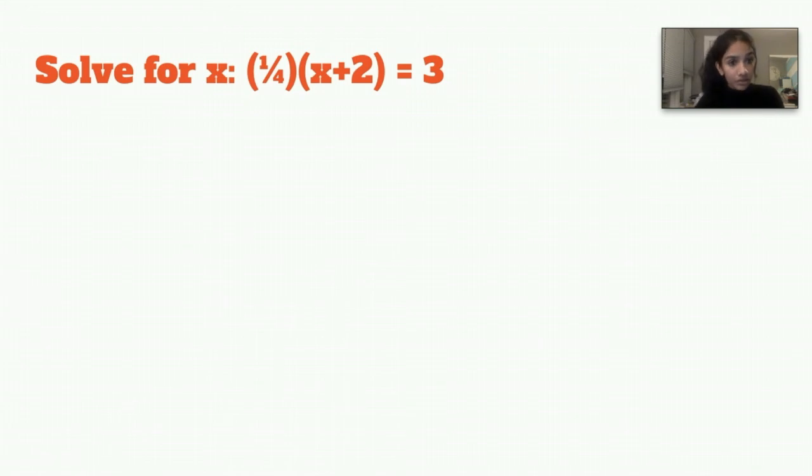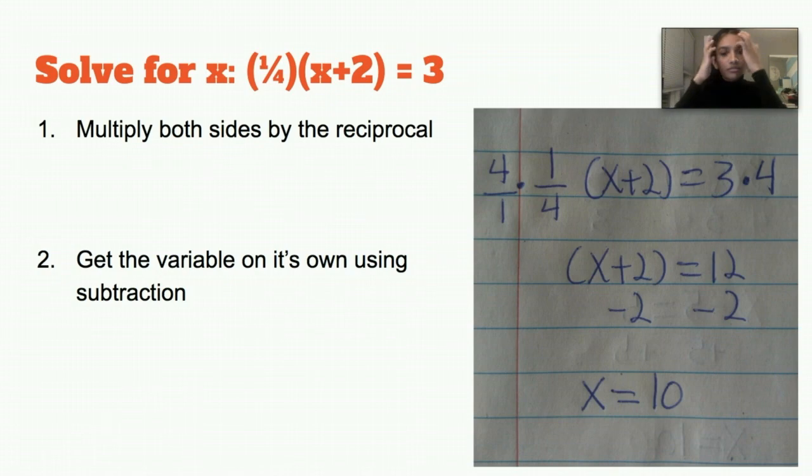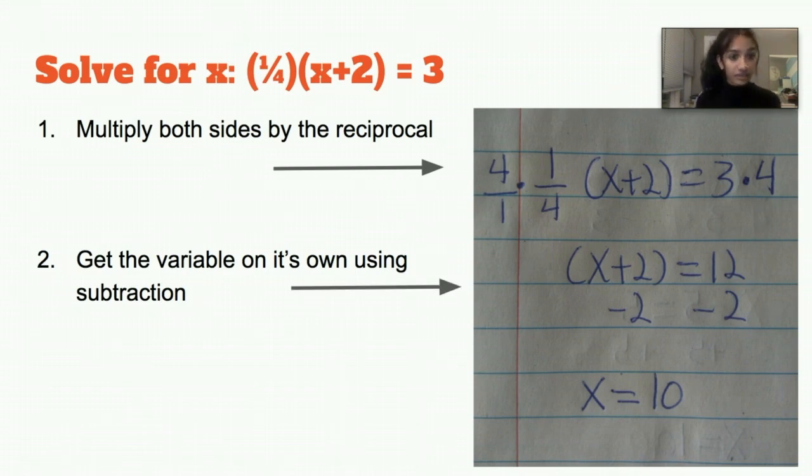Now we're going to do an even harder problem. Solve for x. 1/4 times x plus 2 is equal to 3. Our first step is to multiply both sides by the reciprocal. So here's the work. And the reciprocal of 1/4 is 4 over 1, or 4. And on the left side, that cancels out and we get 1. And on the right side, we have 3 times 4, which is 12. So we have x plus 2 is equal to 12. The next step is to get the variable on its own, or isolate it, by using subtraction. We subtract 2 on both sides, and we get x is equal to 10.